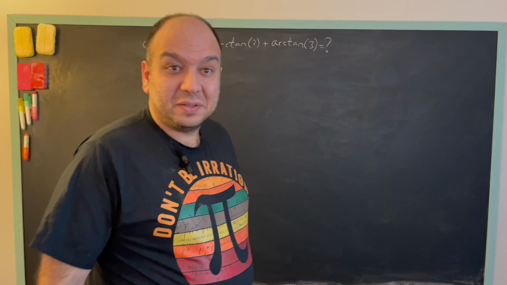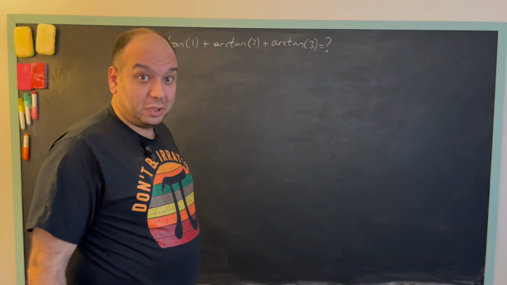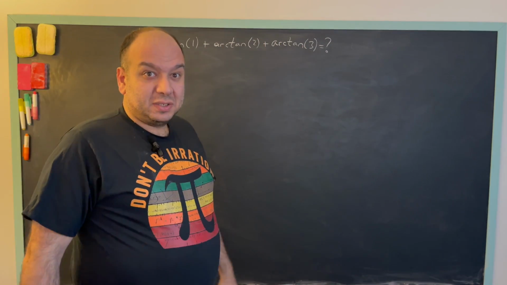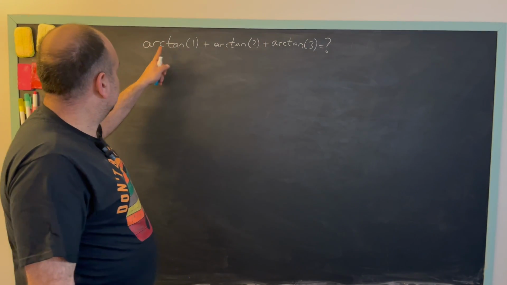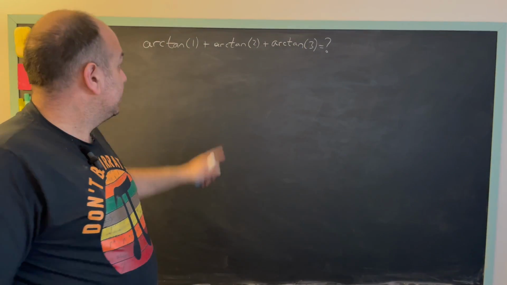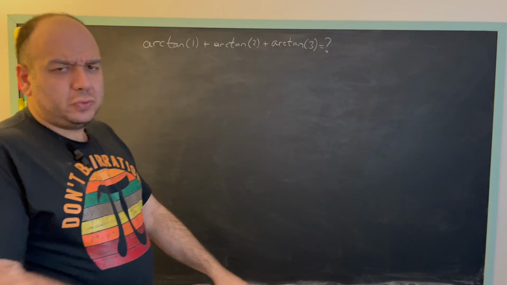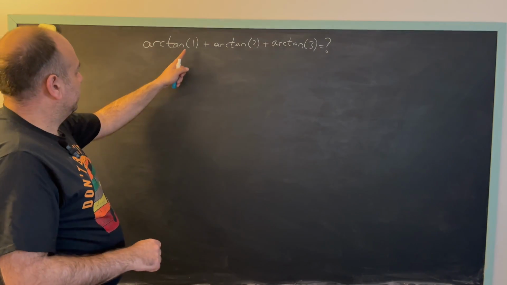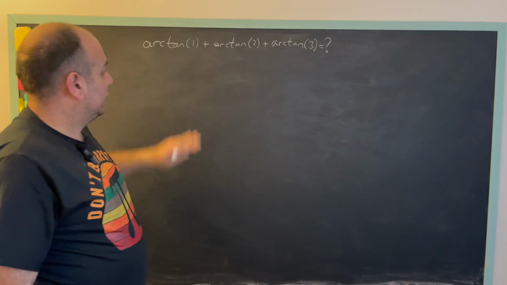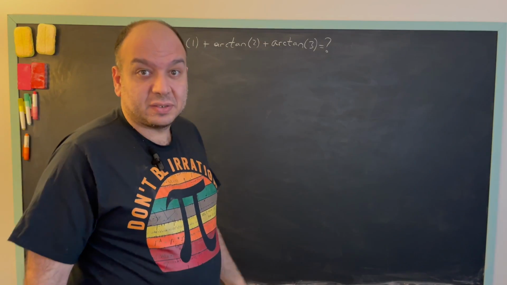Welcome back, everybody. Now we will start to solve it. Okay, so we have three arctangent terms, right? So this one has 1, this one has 2, and this one has 3. So these are all positive, right? So what do we know about arctangent? If the arguments are positive, these angles are all acute angles, right?